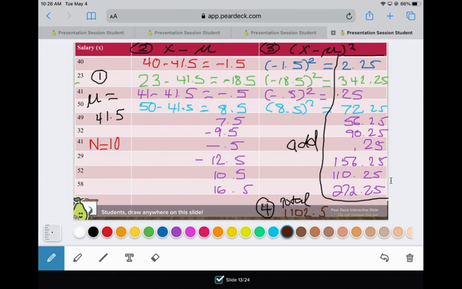If you got a different number, let me know. I can check. I may have added it wrong, but I think that's what I got. Okay, so that's step number 4. Question for me in step 4. What I just did, how did I get that number?